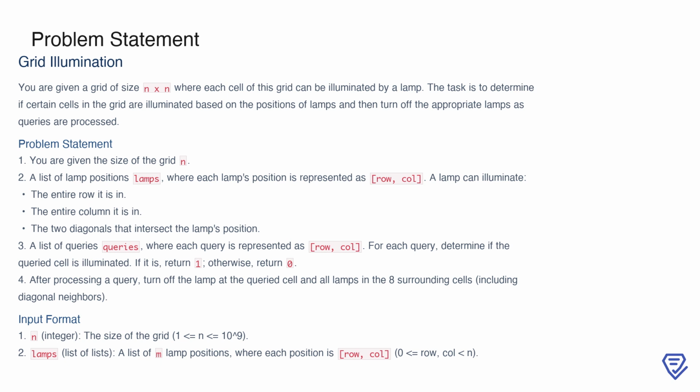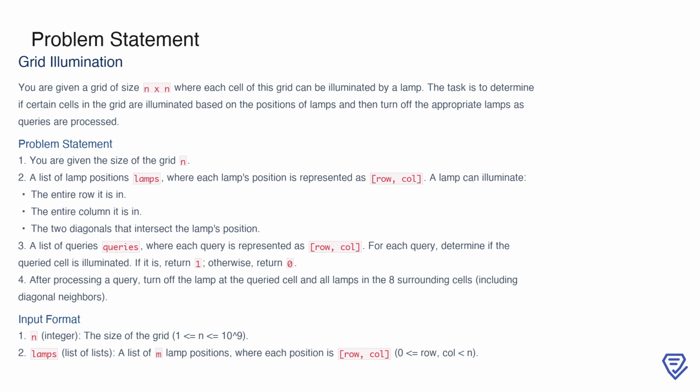You are given a list of lamp positions, and for each lamp, its position is defined by a pair of coordinates, row, col. Additionally, you are provided with a list of queries. For each query, you need to determine if the cell at the specified coordinates is illuminated. If the cell is illuminated, you return 1, otherwise, you return 0. Once a query is processed, the lamp at the queried cell, along with any lamps in the 8 surrounding cells, must be turned off.